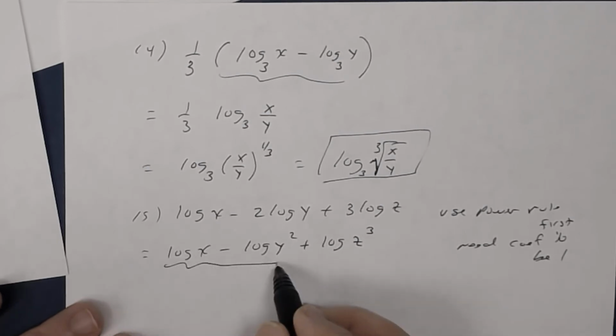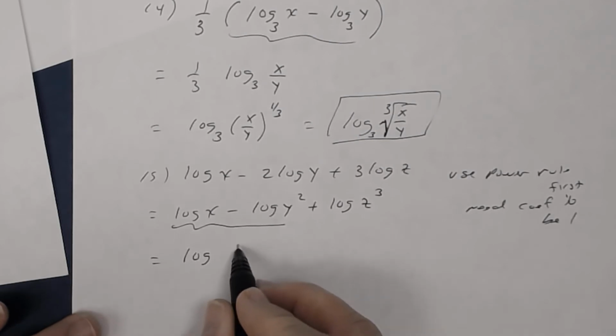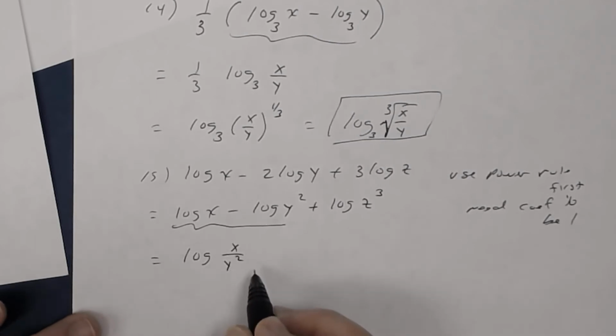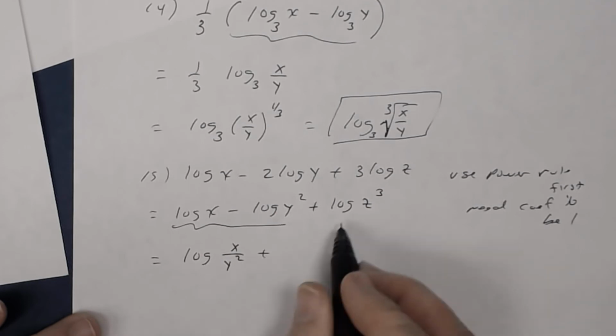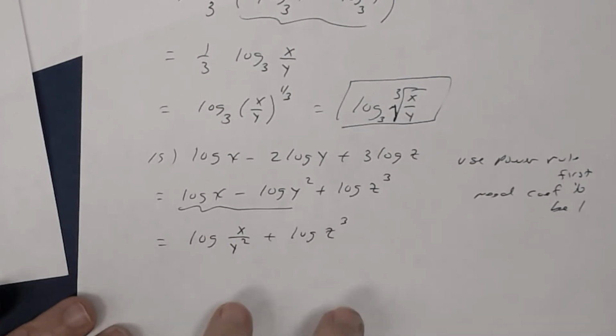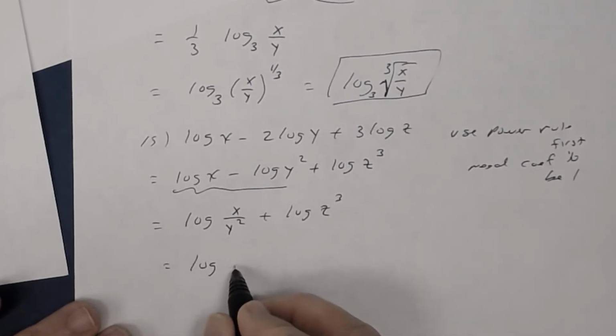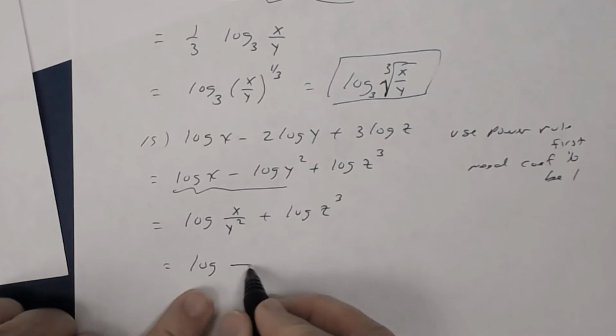So remember order of operations from left to right. So we're going to do subtraction first. So that becomes the log of a quotient. So that's the log of x divided by y squared, right? Plus the log of z cubed. And now I'm going to write this as a product. So that becomes the log. Remember, you need one fraction now.